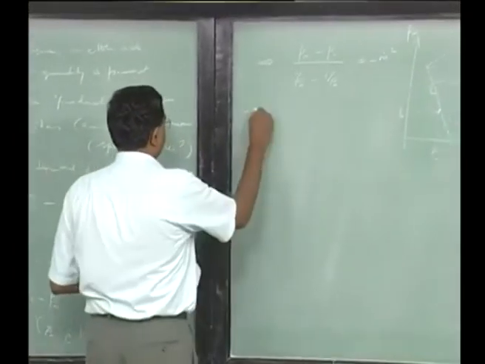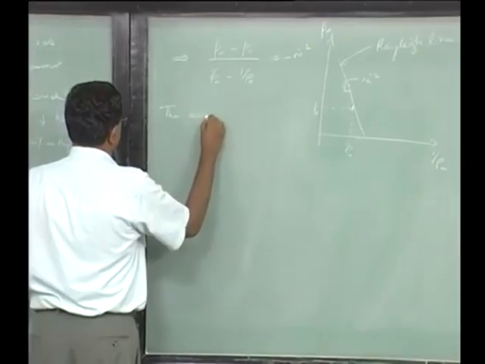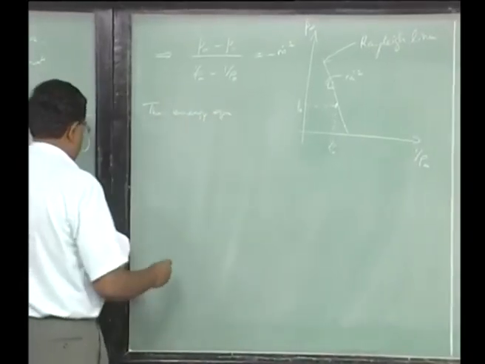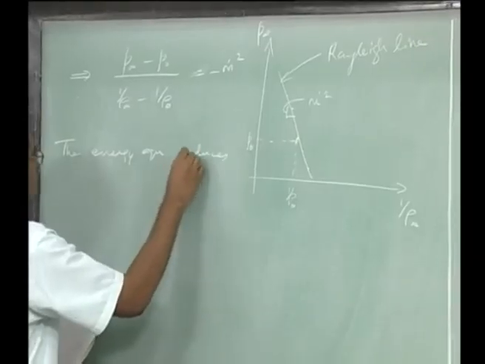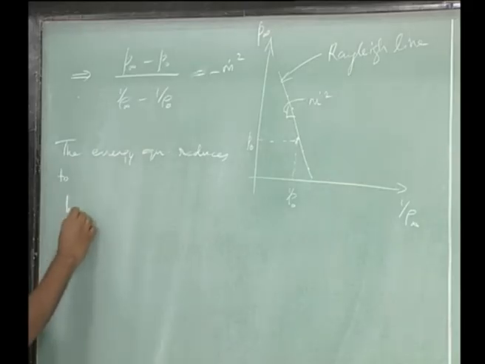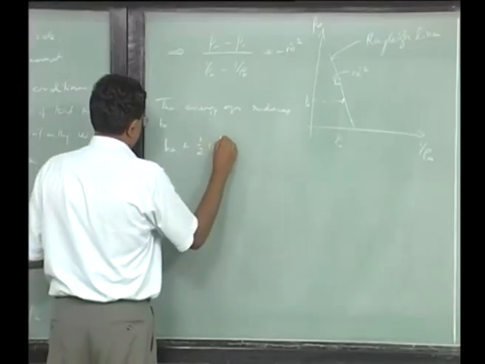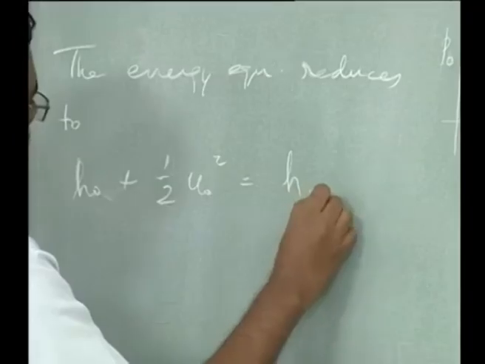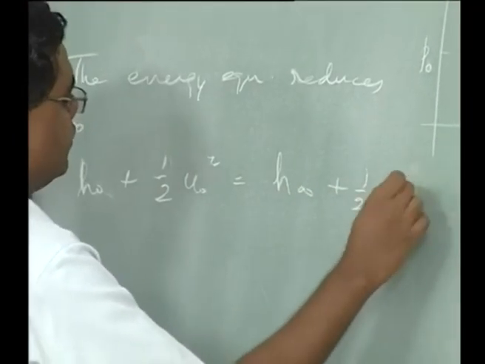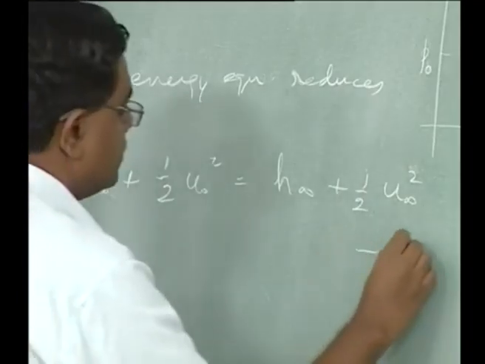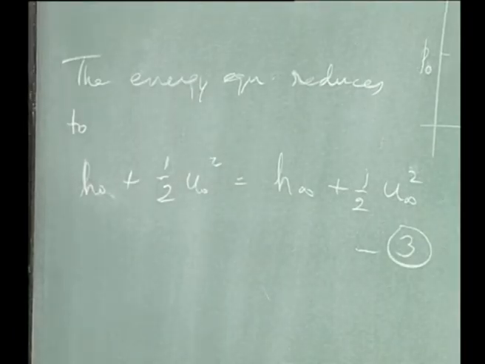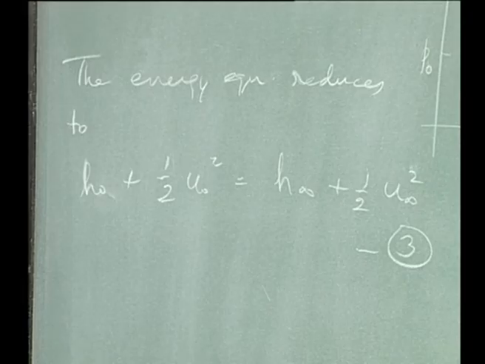So now you look at the energy equation. The energy equation reduces to h naught plus half u naught squared equals h infinity plus half u infinity squared. Let's call this 3. Now, of course, you now have to start thinking about what these h naughts and h infinities are.